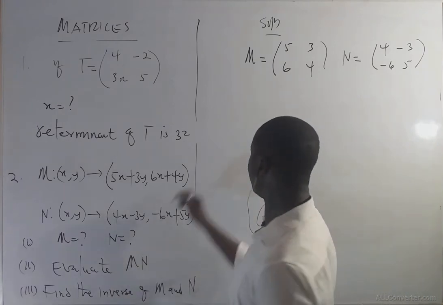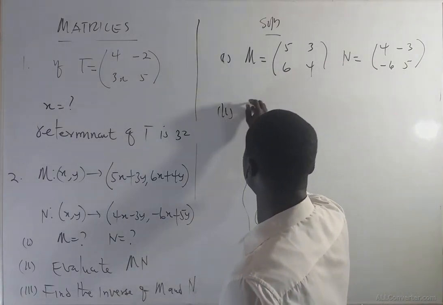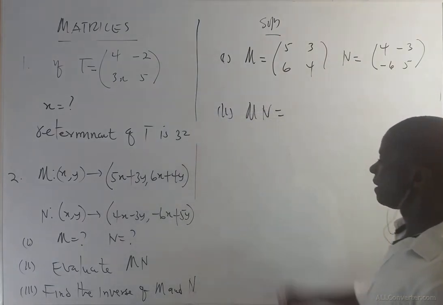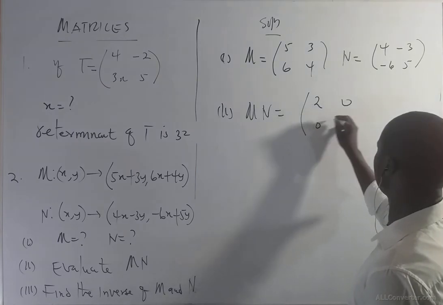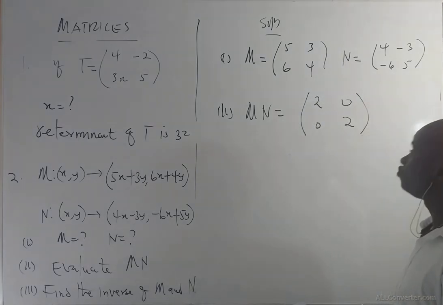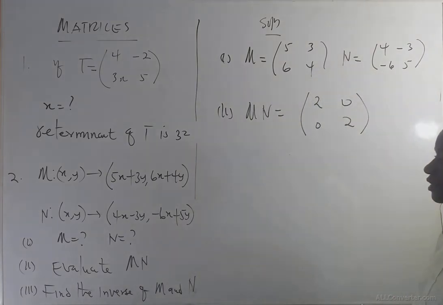Then you have to find MN. So this is the first part. You have to find MN, that means multiply M by N. When you do the multiplication, you are going to get the identity matrix, 2 0 0 2. So I advise that you do it. It's your assignment. Multiply the matrix M by the matrix N and see if you get this.